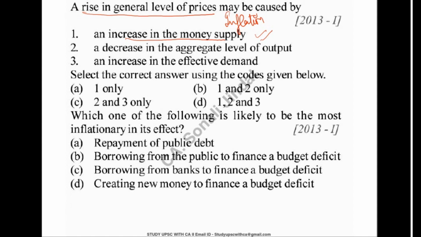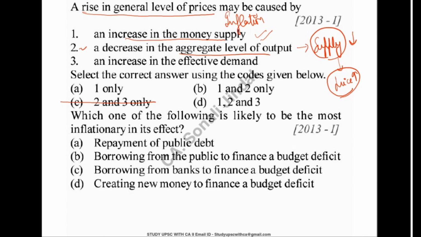So we can eliminate C statement. Let's read next statement. A decrease in the aggregate level of output. What it means? Decrease in supply. We have discussed it earlier. If there is a decreased supply and correspondingly it is not matching with the demand, what will happen? Price of the commodity will increase. So second is also correct.